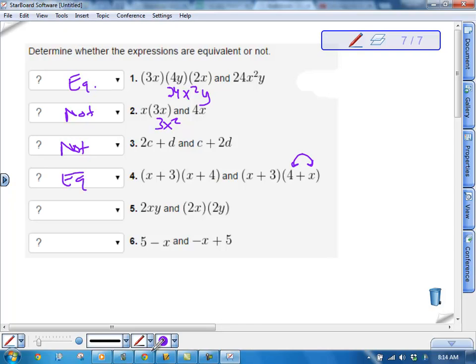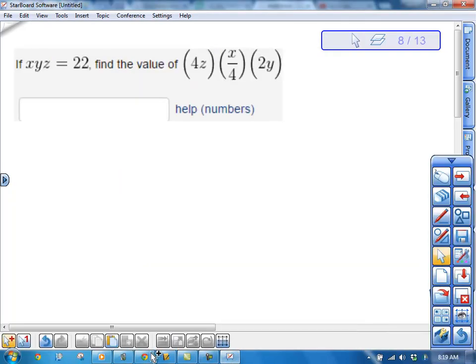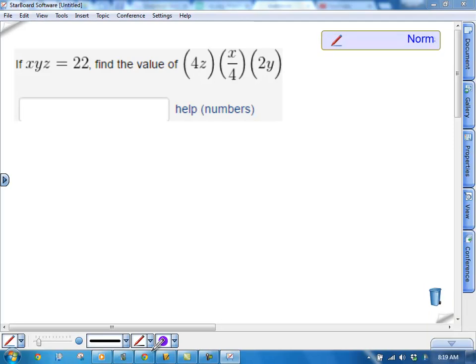Next one, 2xy times, and this one's not because 2 times 2 is 4, so it's 4xy. There's not a 4 here, so not equivalent. Next one, these are equivalent. Order doesn't matter when you're adding, again, addition's commutative, so you're adding 5 plus a negative x, basically, which you can switch and make it negative x plus 5 if you want. So those are equivalent.